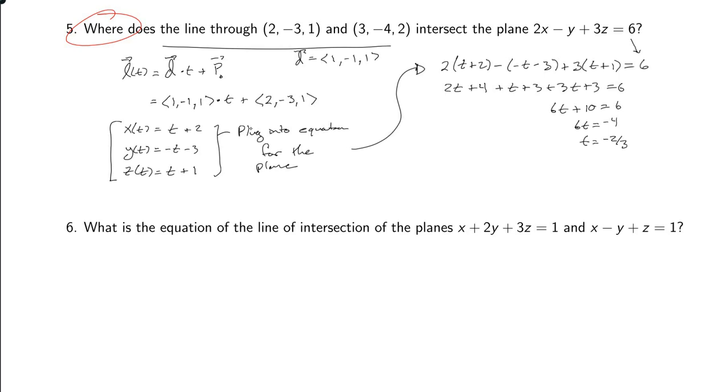So this is when the line intersects the plane. But it doesn't tell us where. So we just have one more substitution step to get that back. And that's just to plug this back in to our equation of the line. We could do that in the vector form, which is what I'm about to do.